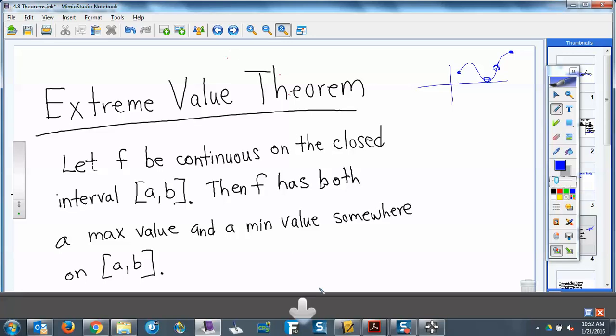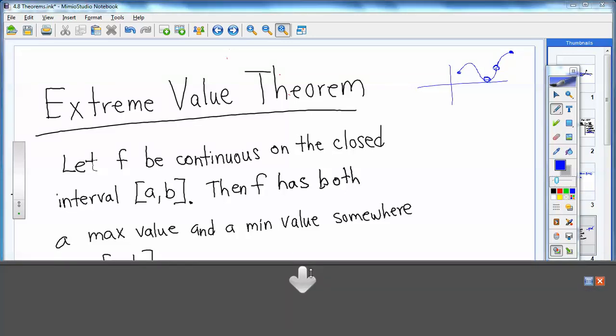All right, and then, of course, this doesn't say anything about where to find them, but we know derivative is 0, derivative's undefined, and endpoints, that's where we look. Yes? So if you had a horizontal line, would your max and min be the same value? Good question. What about the sine function? It's not quite the same as yours, and I'll get to yours in a minute.